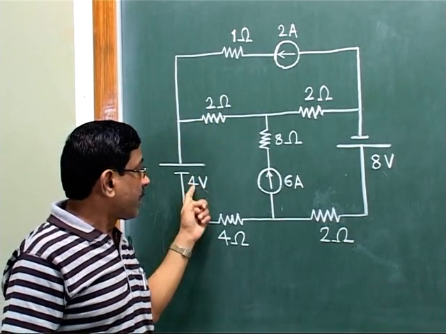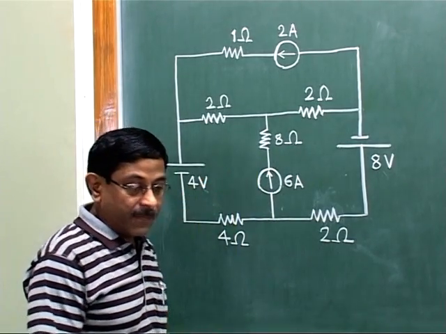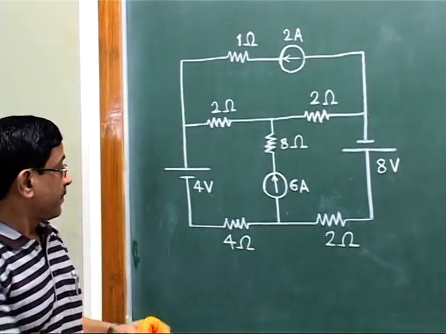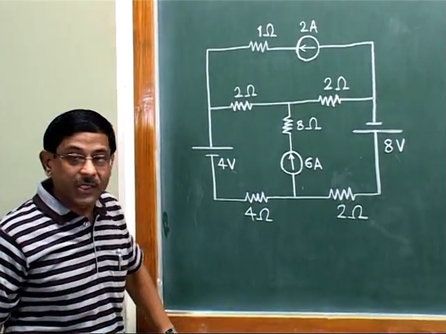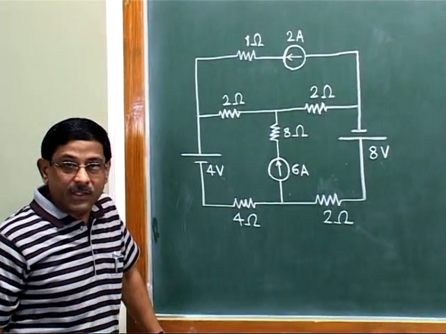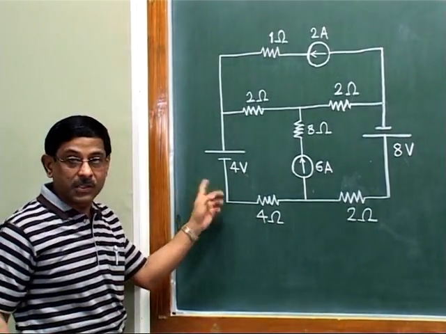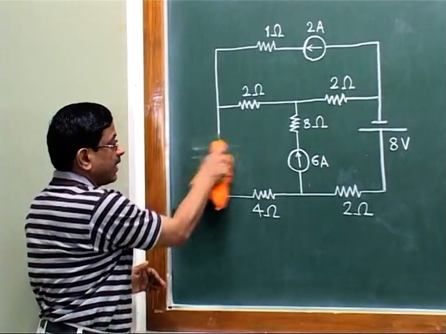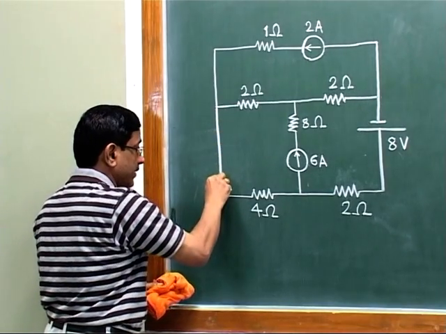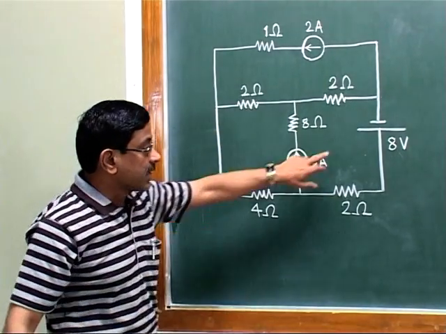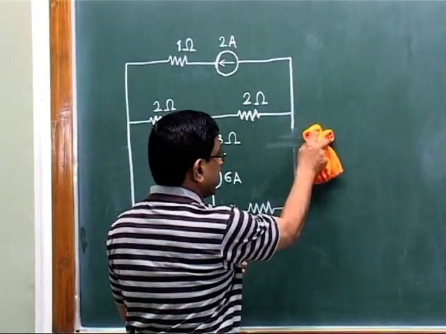That means we have to replace these 3 sources in a proper manner. This is the 4 volt source, and this is an ideal source because the problem has not mentioned whether these sources have any internal resistances. So we replace this 4 volt source with a short circuit like this. Suppose we short it in this manner. Same thing for this 8 volt source. This is also an ideal voltage source, so here also we short it.